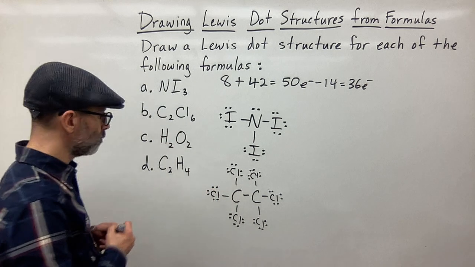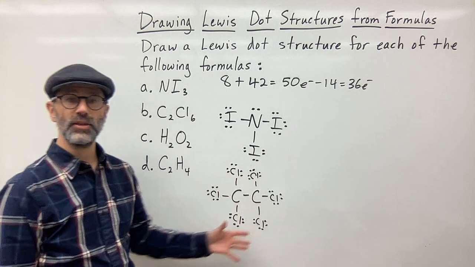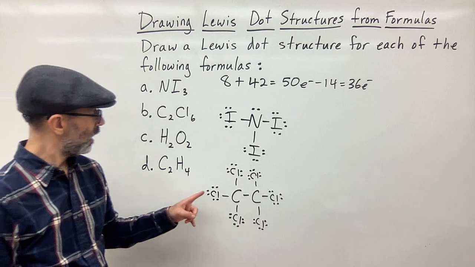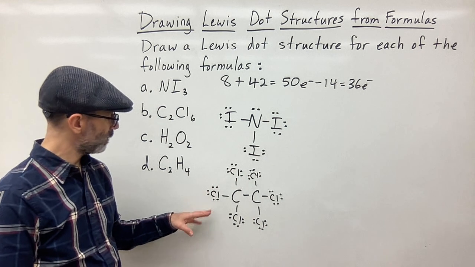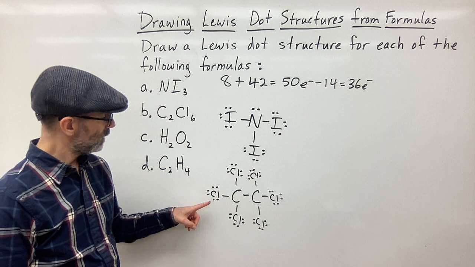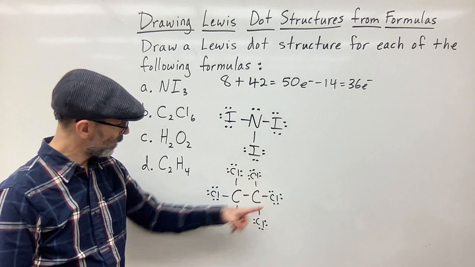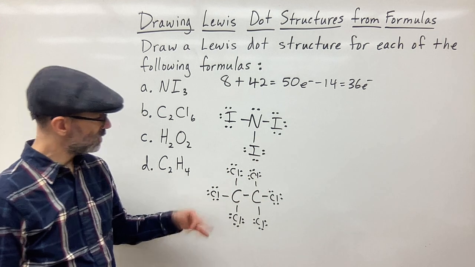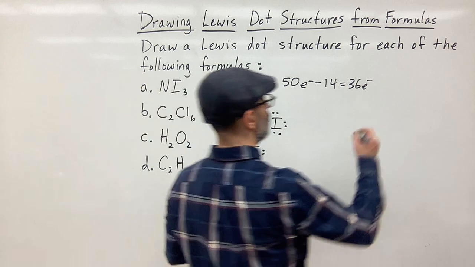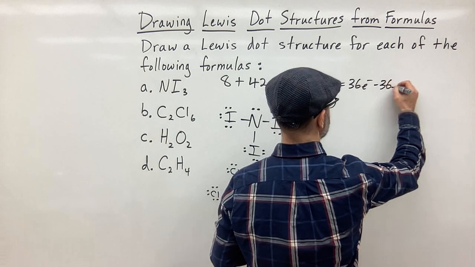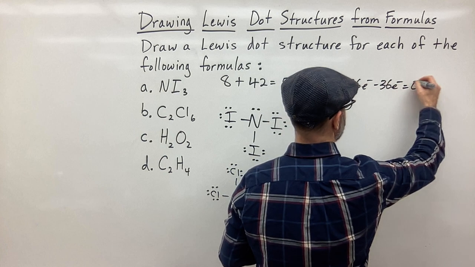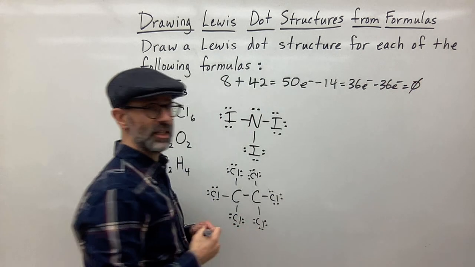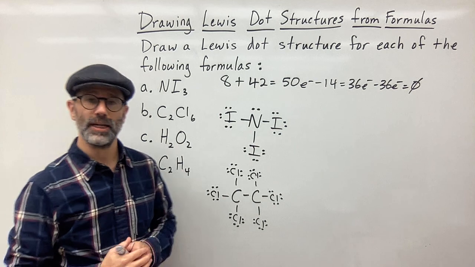Okay. So now my chlorines all have octets. They all have 6 lone pairs. So I got six chlorines, 6 lone pairs each. 6 times 6 is 36. So if I subtract out 36 from 36, I get 0 left. So at this point, I have no more electrons.